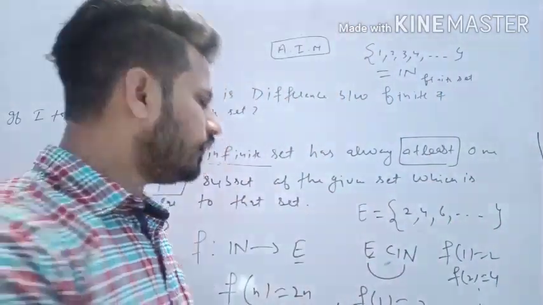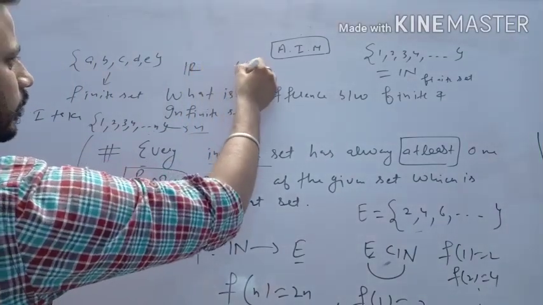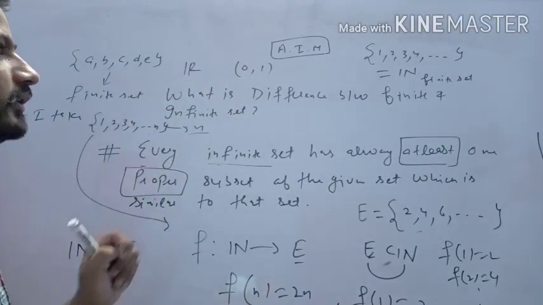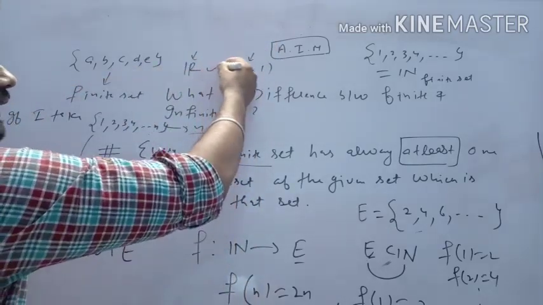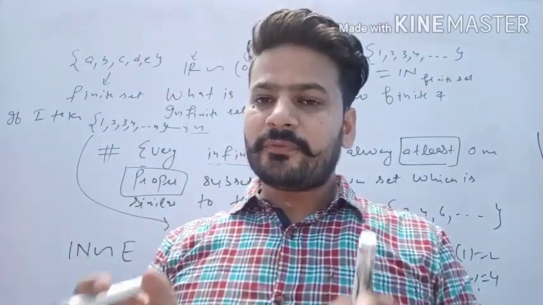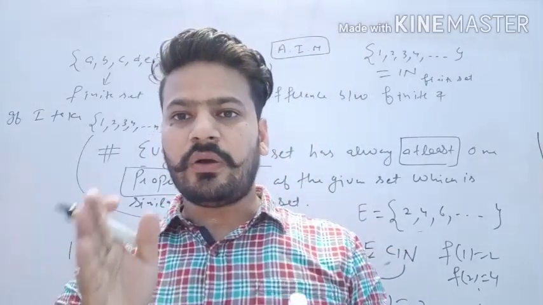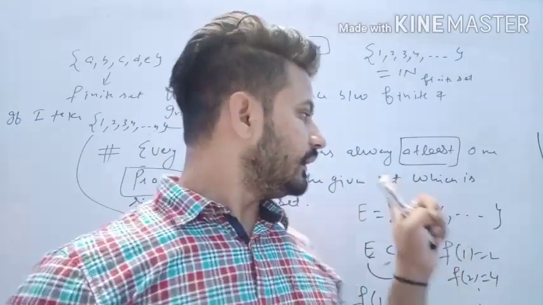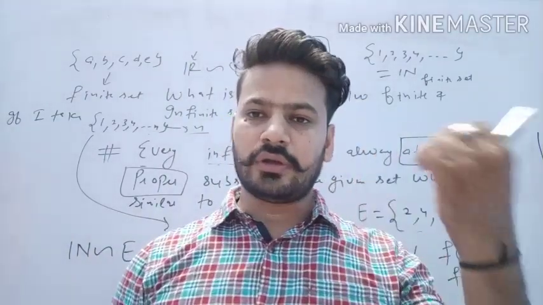One more example here. Take the set of real numbers and the open interval (0, 1). This is also uncountable, so both are similar. So what is the major difference between finite and infinite sets? There is always at least one proper subset of the given set which is similar to it. An infinite set always has such a proper subset.